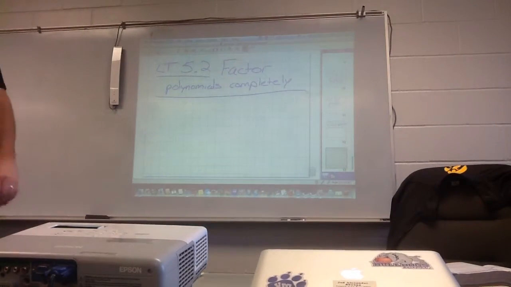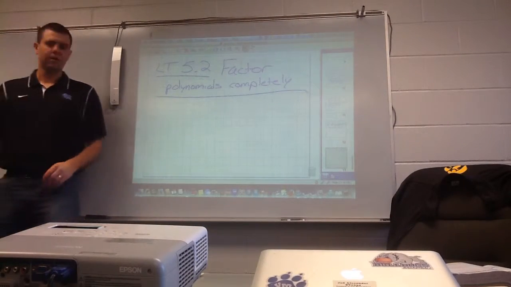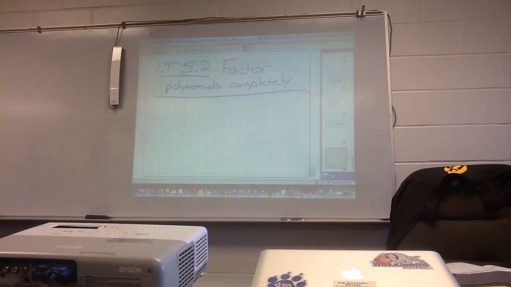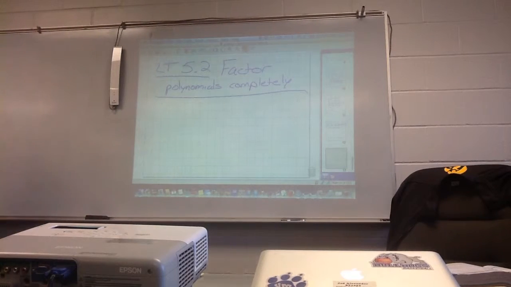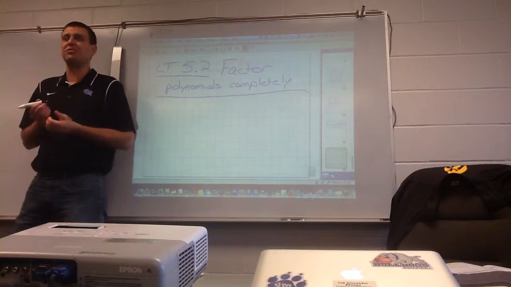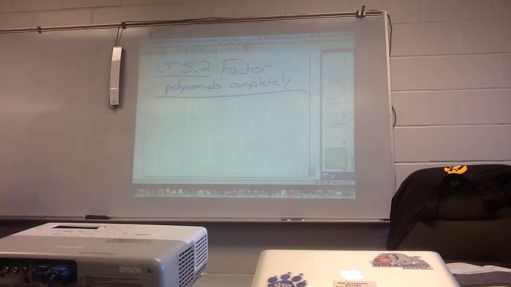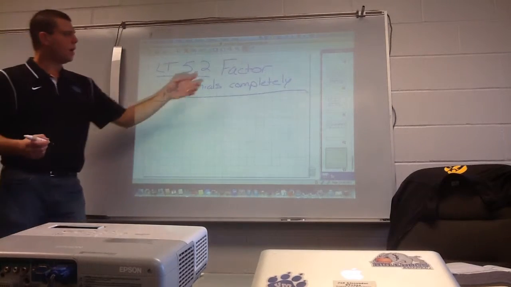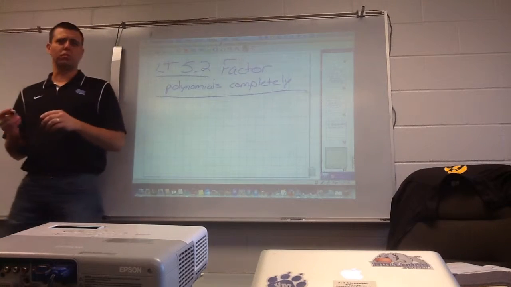That better? Okay, learning target 5.2. If you were good at factoring last chapter, this learning target's not going to be really difficult for you. If you struggle a little with factoring, we'll just have to make you better at it. We'll give you enough practice, hopefully. We're going to be factoring polynomials completely.